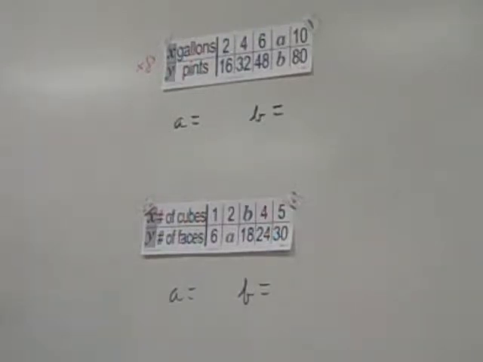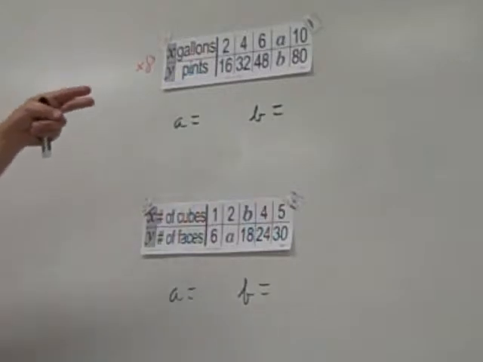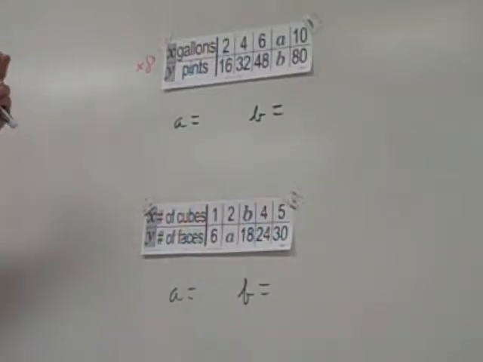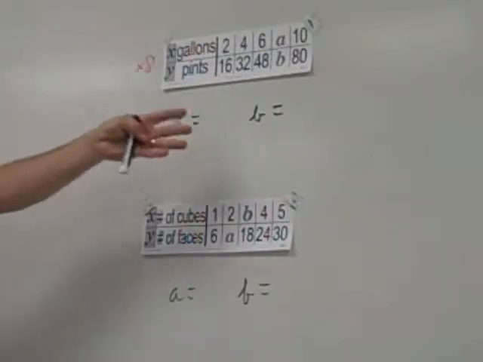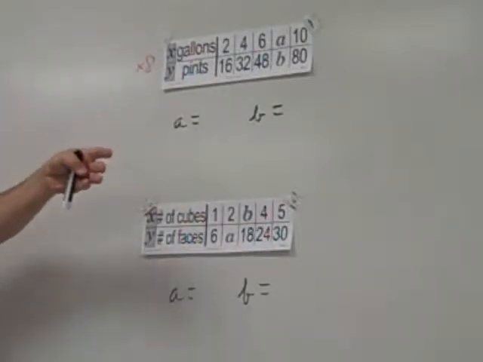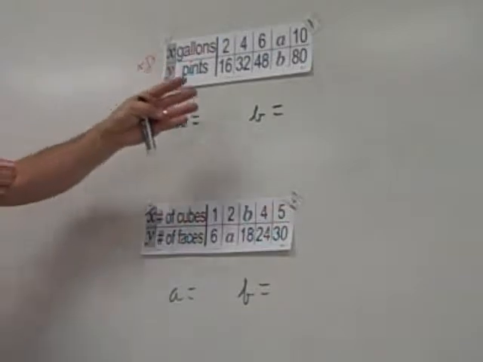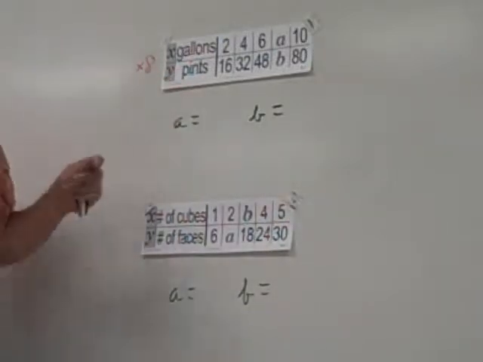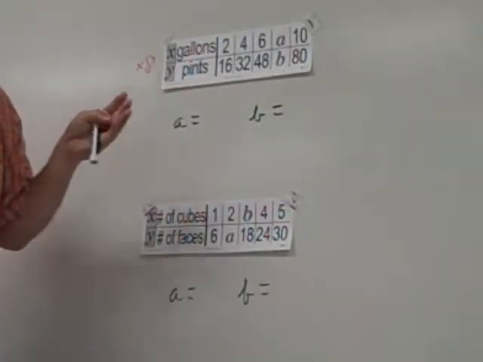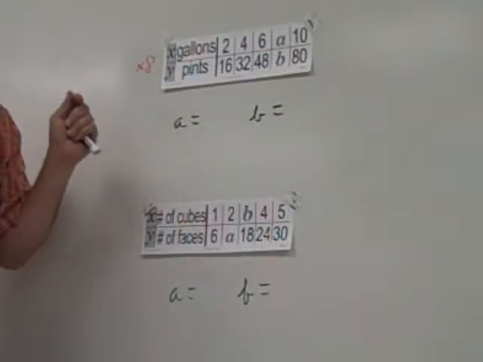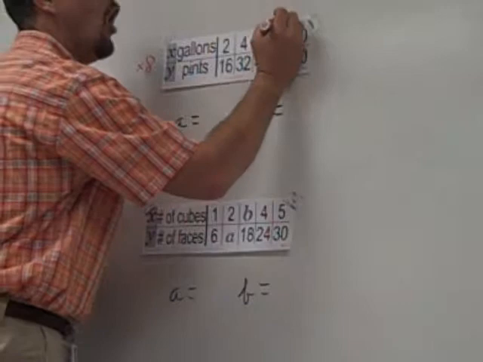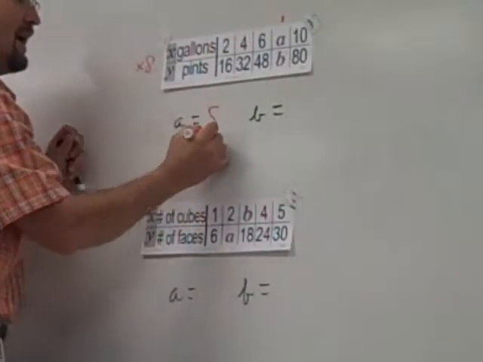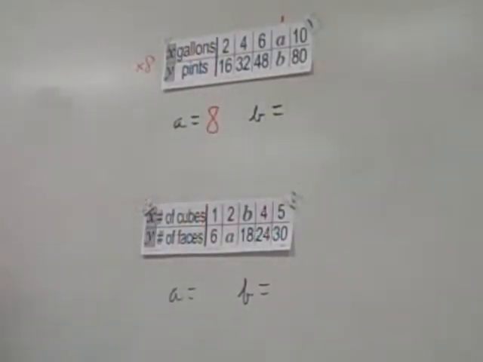Does it work sideways because it's proportional? 2, 4, 6, 8. 2, 4, 6, 8. I'm waiting for one person to say it with me. 2, 4, 6, 8. There we go. So A is 8. Okay.